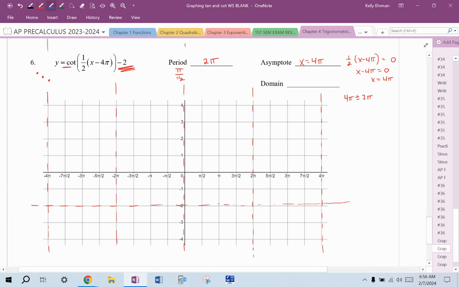So if I start here between 0 and 2 pi, there's a point on the midline. Cotangent's A value is 1. So to the left, I'm going up 1. To the right, I'm going down 1. Okay, and then I copy that shape again. Again, when the graph is going up like that, concave up, concave down below the midline. And last section here.